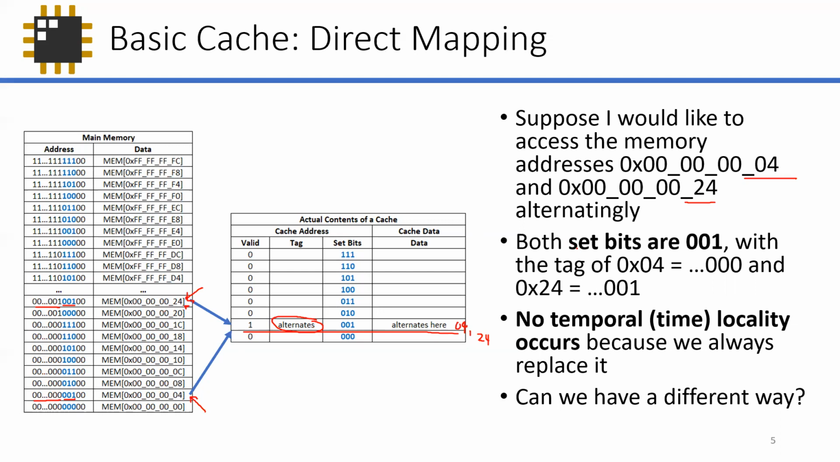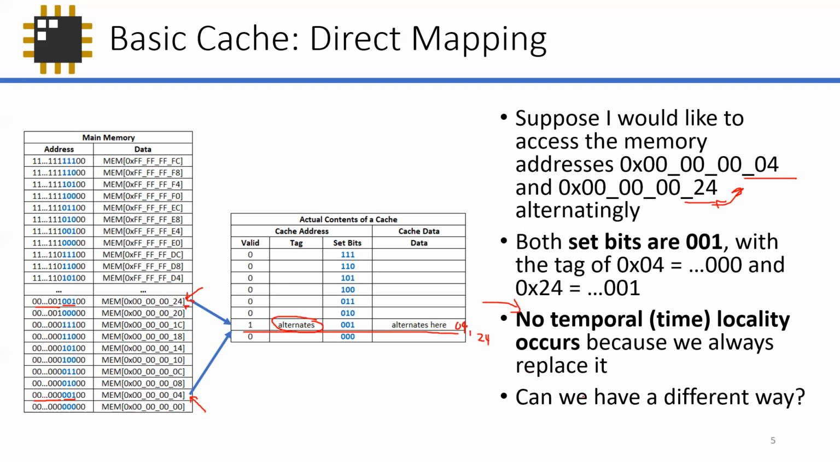So what happens here is that if we alternate 04 and 24 in every memory access, let's say for some magical reason that's what's written in your code, your problem is that you'll always miss. And then you'll have to waste extra cycles on accessing the main memory. So no temporal or time locality occurs because you always have to replace it.